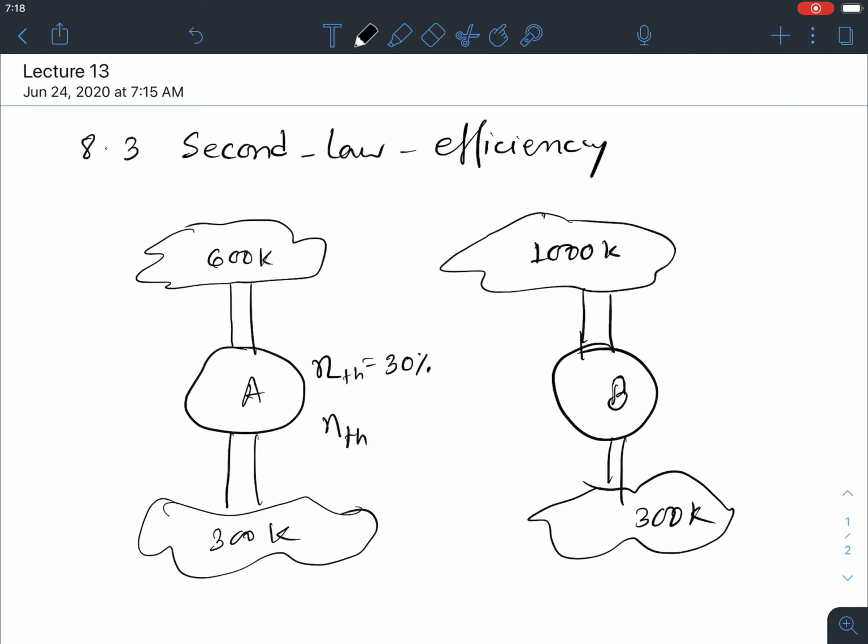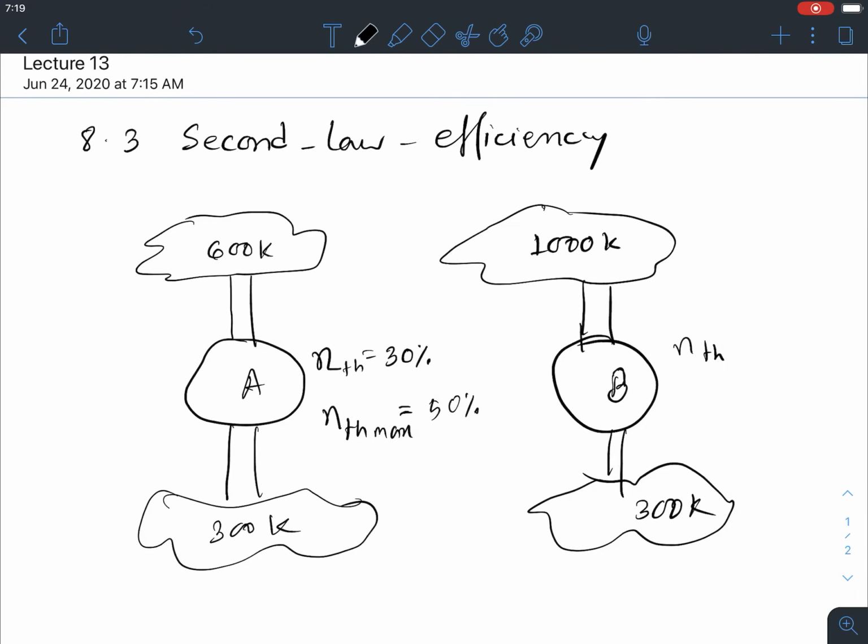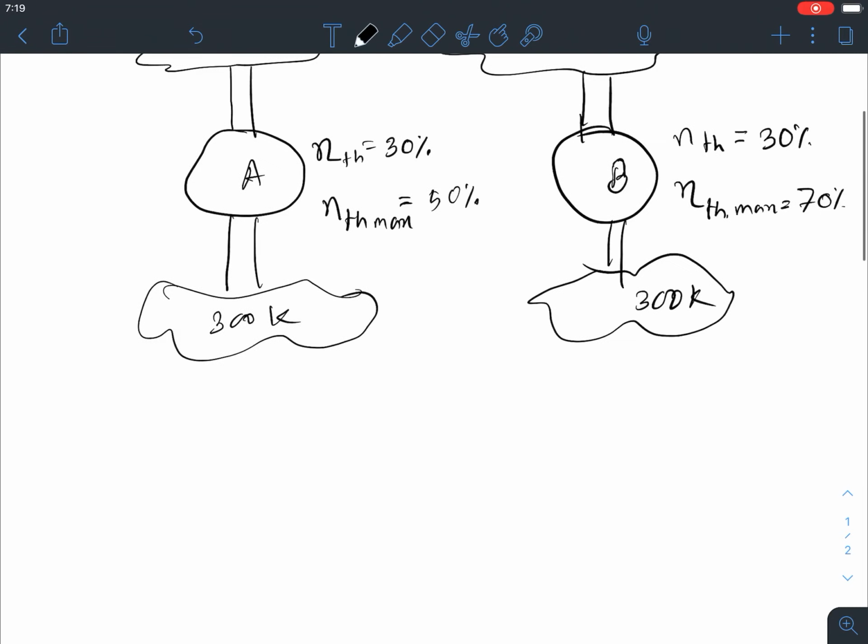30%. However, the maximum thermal efficiency, considering there is no loss and it is a reversible or ideal case, equals 50%. Similarly, the thermal efficiency of engine B equals 30%, and the maximum thermal efficiency is 70%. And we can quickly show how it becomes 50% and 70%, right?